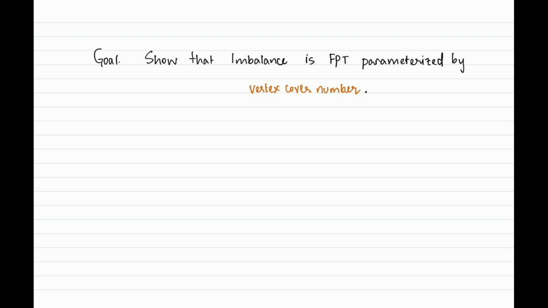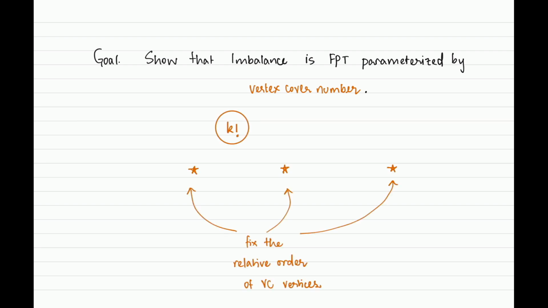But on the other hand, it's a common assumption with structural parameterizations that the structure that you're parameterizing by is actually given to you for free as a part of the input. So we're going to assume that we are parameterizing by the size of the vertex cover, and a vertex cover of said size has actually been given to us for free. Now the question is, how can we make use of this vertex cover to come up with an imbalance optimizing layout? Well, the vertex cover is the one thing that we have that is small, so let's see if we can play around with it.